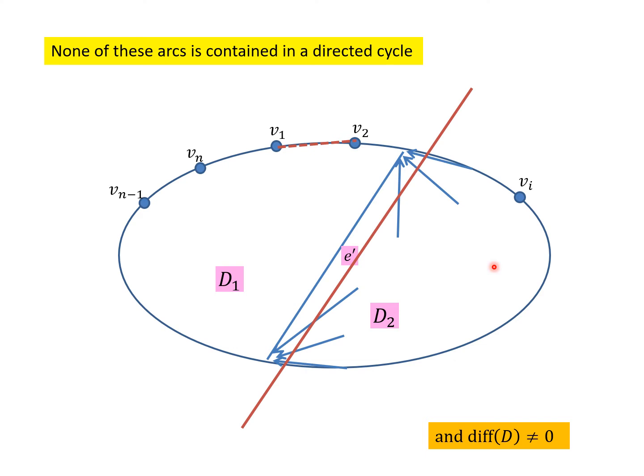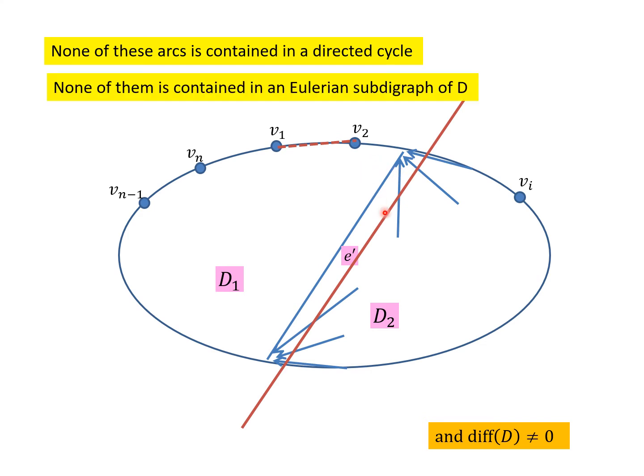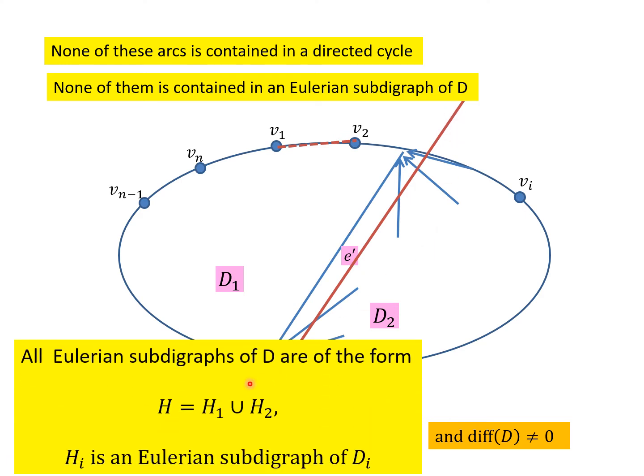But we know that the arcs of Eulerian subdigraphs can be decomposed into an arc-disjoint union of directed cycles. That's easy to see. But these arcs are not contained in any directed cycles, so they are not contained in any Eulerian subdigraphs. So then, if these arcs are not contained in any Eulerian subdigraphs, what do the Eulerian subdigraphs of D look like? They are all of this form. You take an Eulerian subdigraph of D1, take an Eulerian subdigraph of D2, and put them together. So again, I treat this as an arc set, this as an arc set, and put them together. So this is an Eulerian subdigraph of D. And all the Eulerian subdigraphs of D are of this form.